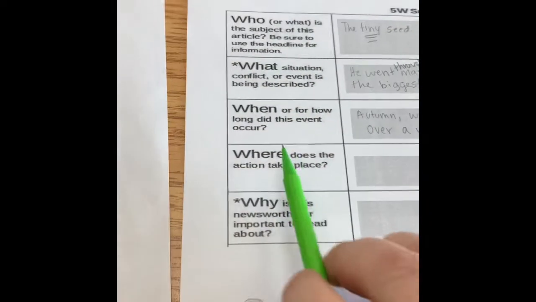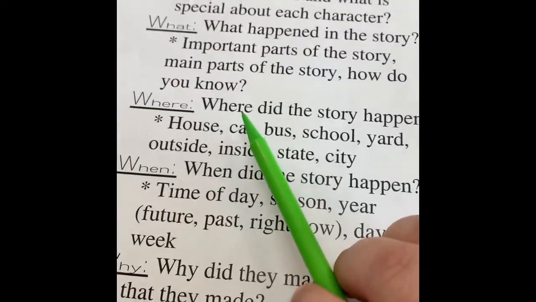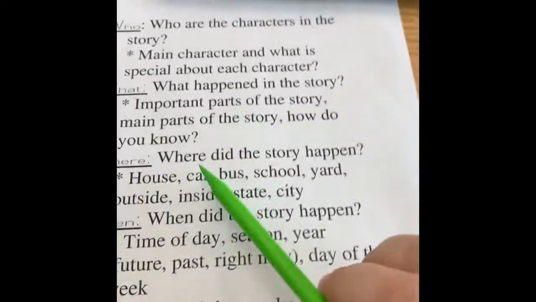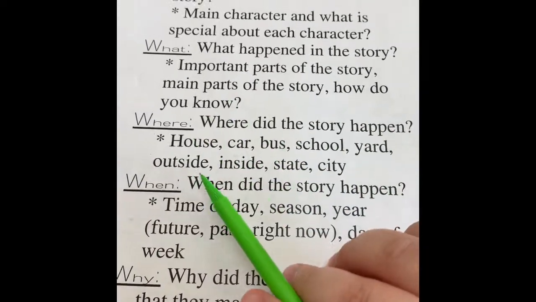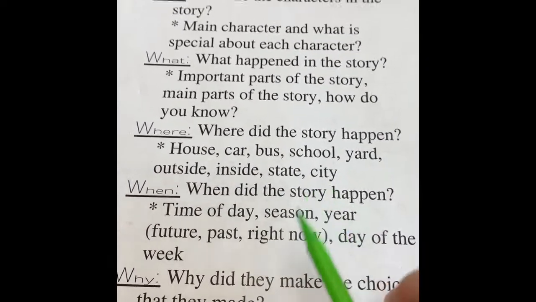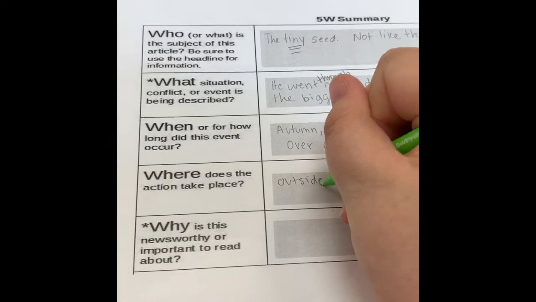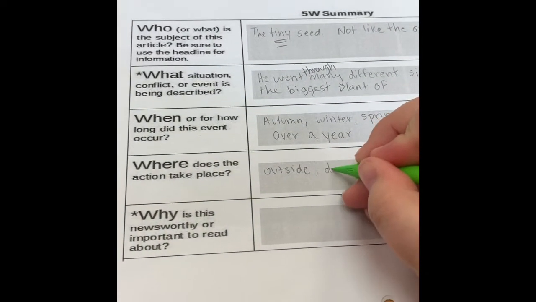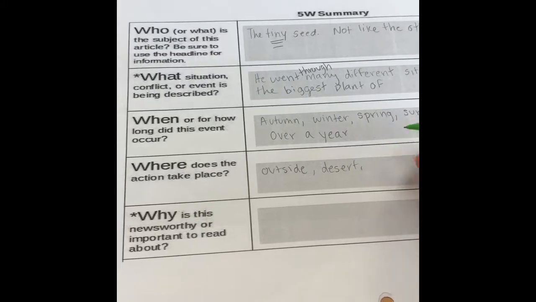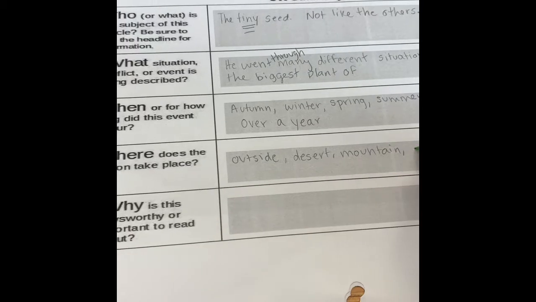All right. Next is our where. It says, does this action take place? Our where could be where the story takes place. A house, a car, a bus, a school, a yard, outside, inside, a state, a city. Well, we know that it obviously took place where? Outside, because we're talking about a plant. Where else did we know? I remember it took place in the deserts, in the mountains, over an ocean.